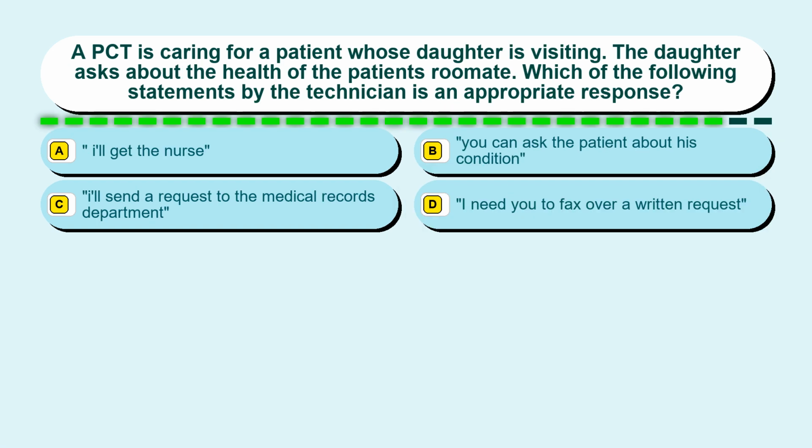Question 38. A PCT is caring for a patient whose daughter is visiting. The daughter asks about the health of the patient's roommate. Which of the following statements by the technician is an appropriate response? Option A, I'll get the nurse. Option B, you can ask the patient about his condition. Option C, I'll send a request to the medical records department. Option D, I need you to fax over a written request.